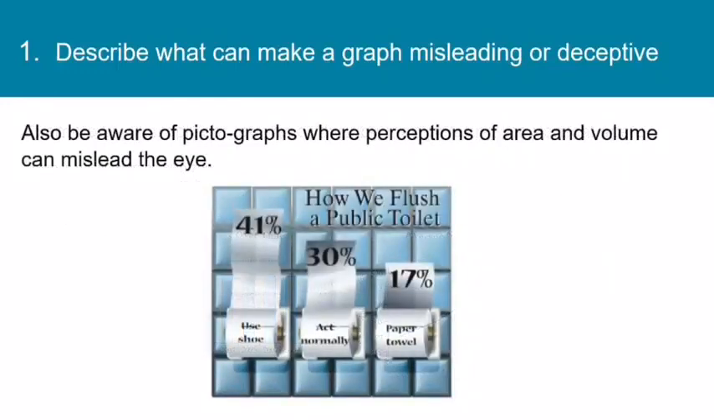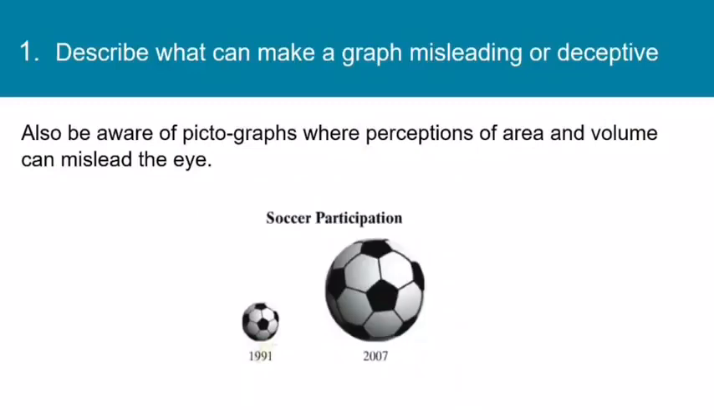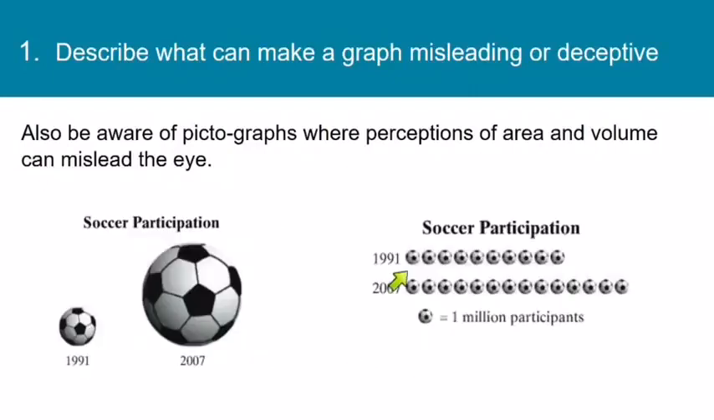Also, be aware of pictographs where perceptions of area and volume can mislead the eye. In this graph, we really don't know if the roll itself is part of the graph or do the bars start at the top of the roll. It's just not clear. And in this graph, we see that soccer participation in 1991 appears much smaller than participation in 2007, but with a 3D object, if you double the width and double the height, the eye perceives a difference of 4 times, not just 2 times. So it might be better to do something like this, where each ball symbol represents a certain number of participants.